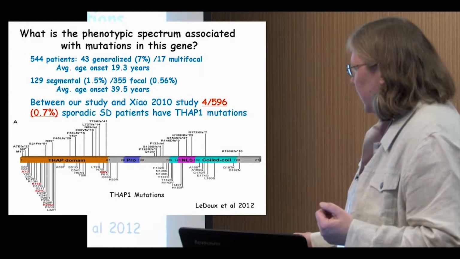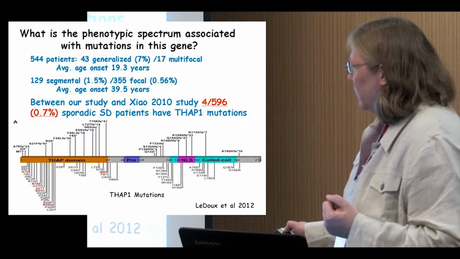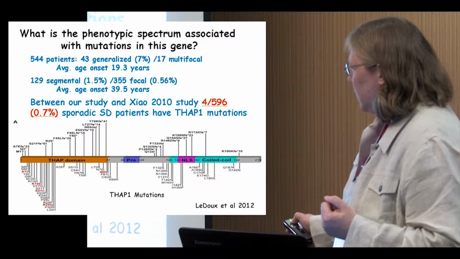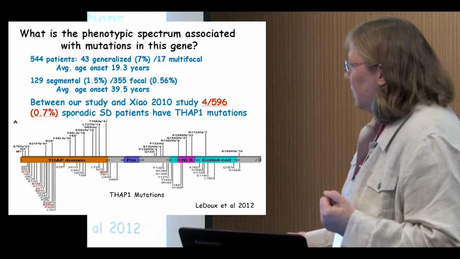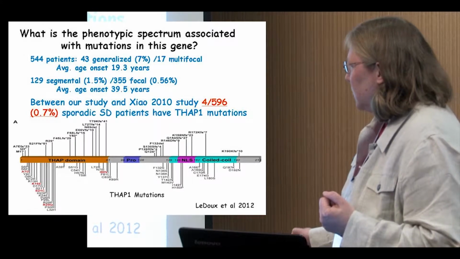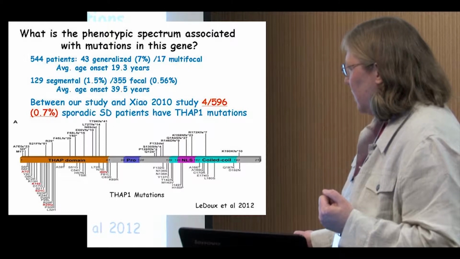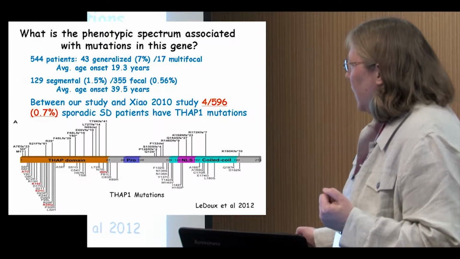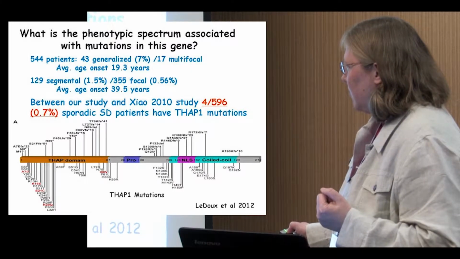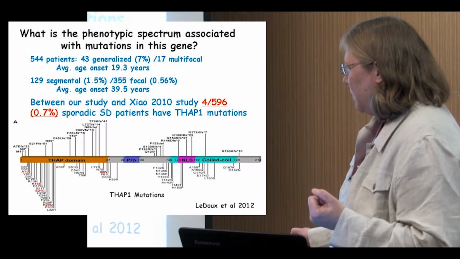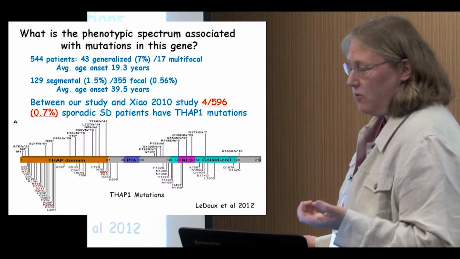We have done a study where we looked at 544 patients. 43 of them had generalized dystonia. 17 had multifocal, so they had a much earlier age of onset, about 19. Then we had 129 segmental dystonias and 355 focal dystonias with a later onset, age of onset of about 39. You can see these numbers in parentheses. 7% of the generalized had mutations in THAP1, 1.5% of the segmentals, but less than 1% of the focals.